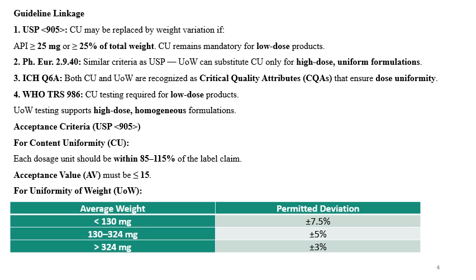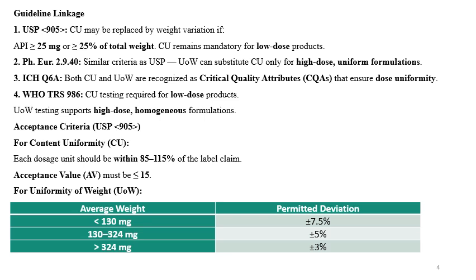Acceptance criteria for CU: each dosage unit should be within 85 to 115% of the label claim. So if you have a tablet containing 100 mg of the API, each unit should contain the API between 85 mg to 115 mg. The acceptance value, that is the AV value, must be below 15.